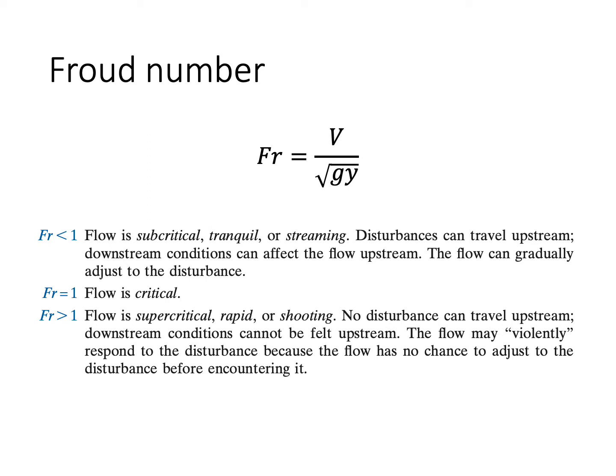If the velocity of the flow is exactly the same as the speed of the waves, then the flow is critical, and the Froude number is 1. And if the velocity of the flow is greater than the speed of the waves, then we have a Froude number greater than 1, and the flow is supercritical, rapid, or shooting. We won't go into too much detail on this.